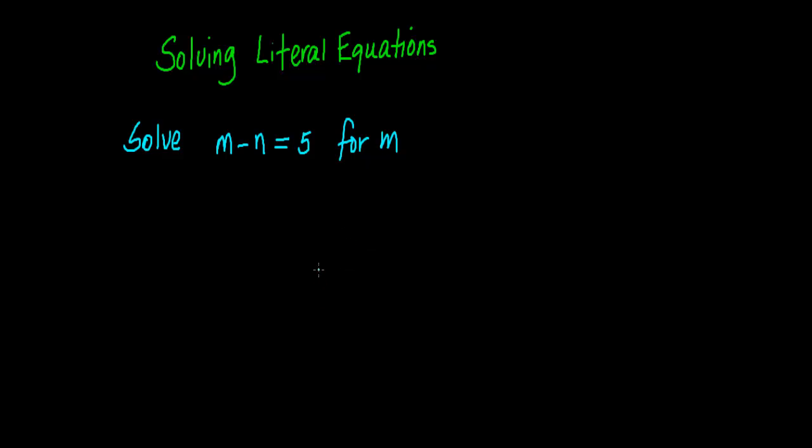This is example 3 in your book, and we're going to do both parts A and B in the same video. Here's part A of example 3. Solve m minus n equals 5 for m. So what they're asking you to do is to isolate m. And what do we have? m minus n on one side equals 5.